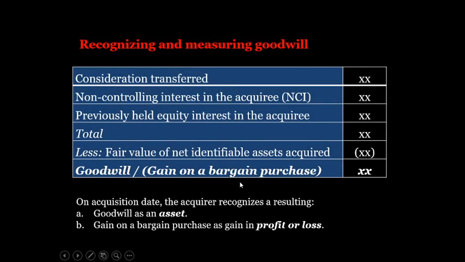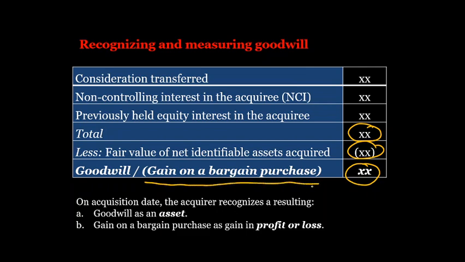This is how you measure your goodwill. You have consideration transferred plus the non-controlling interest in the acquiree, plus previously held equity interest in the acquiree. Total, that's now your acquisition cost, and then less the fair market value of net identifiable assets acquired equals your goodwill if it's positive, negative goodwill if it's negative. But we don't use the term anymore, no?